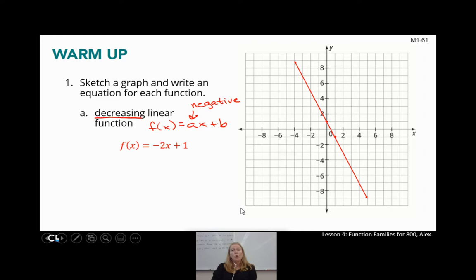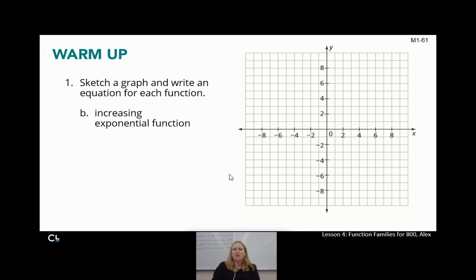This is an increasing exponential function for part B. Exponential function, that's where we have a variable in the exponent. So you just need to pick a number for b. Because it's increasing, I want to pick a number greater than 1. I just picked 3. It sounded like a good number. You may have picked a different number, and that's okay.